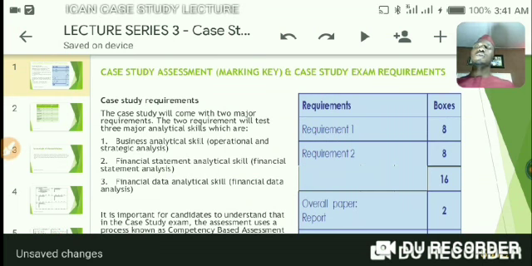Now, you may ask me, why do we need to look at the case study assessment and the requirements? You remember I told you in the last lecture series that the ICAN case study is a very different paper that you must write before you qualify. One of the uniqueness of this paper is that you need to understand how the paper is being assessed before you can pass.